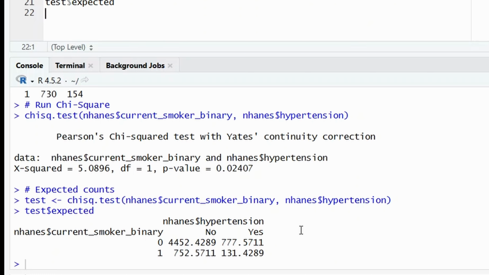In the next video, we'll explore relationships between continuous variables using correlation and simple linear regression. These methods are commonly used to study relationships between public health indicators.